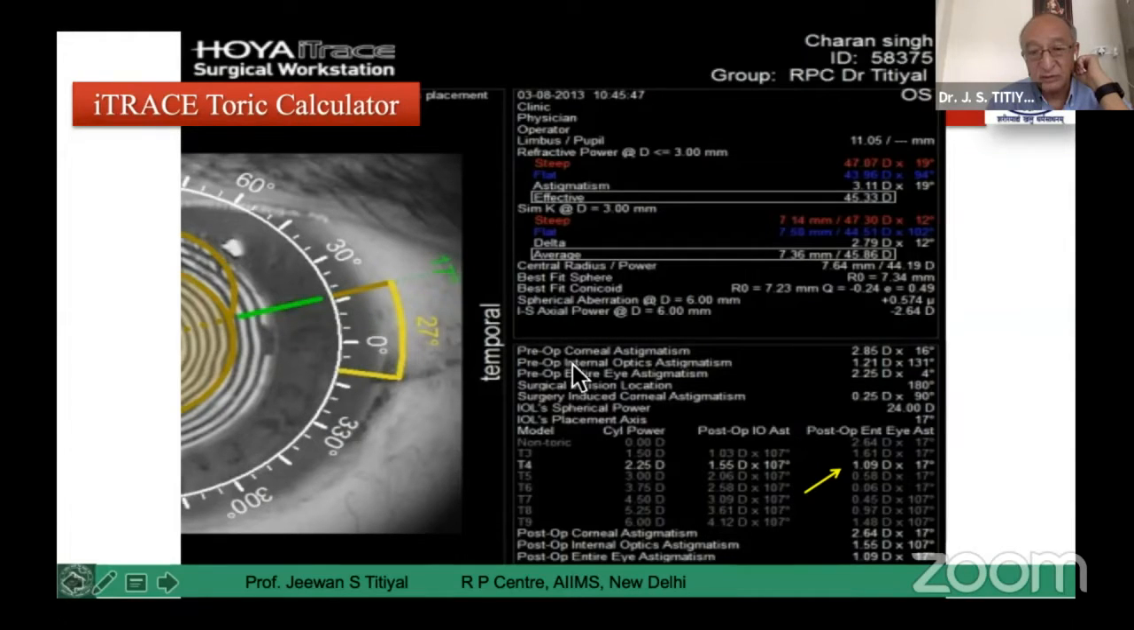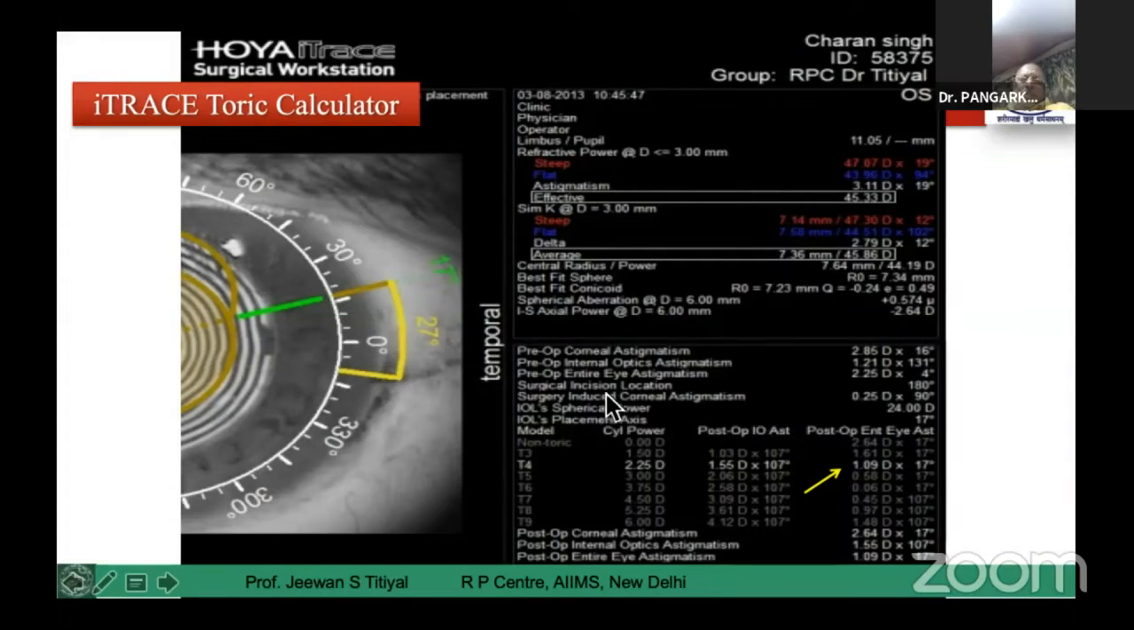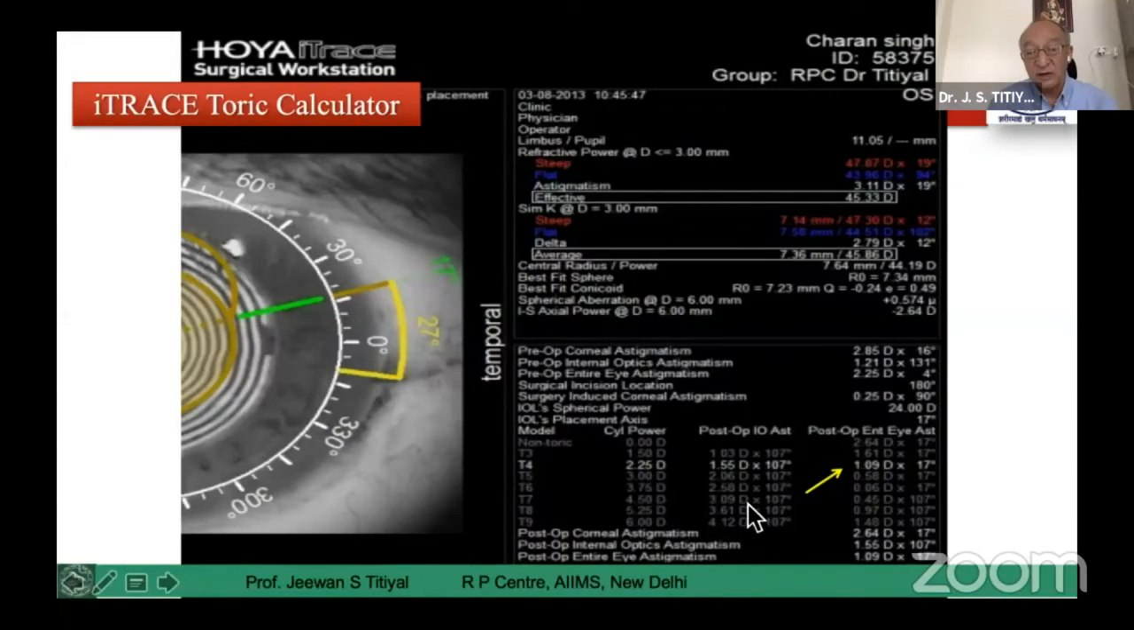Apart from that, you can look into the pre-op astigmatism, internal optical aberrations, entire eye astigmatism, incision size and location. Everything gives you a calculation of IOL power and axis of implantation also. And you can modify as per the desired residual cylinder and axis.